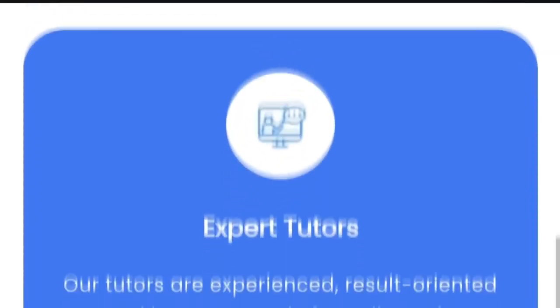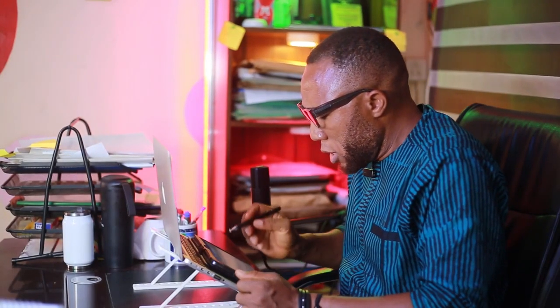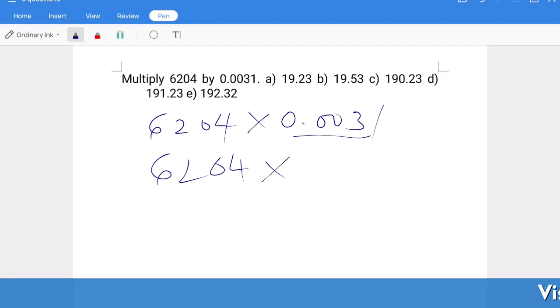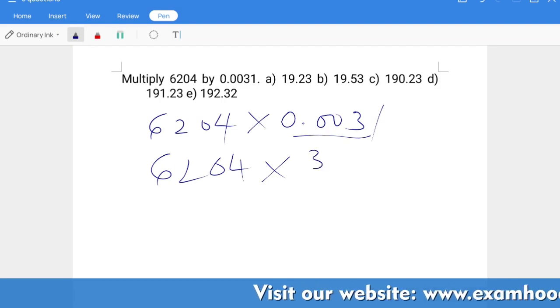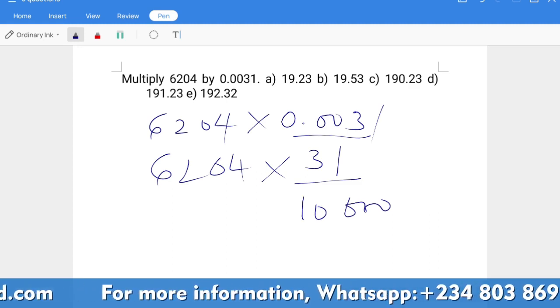So today I'll be continuing with the revision, and the first question we have here is multiply 6204 by 0.0031. What you need to do is write it out: 6204 multiplied by 0.0031. What is the first thing you need to do? If I were you, I would convert this particular one to a fraction. It's going to be 31 over 10,000. Am I right?